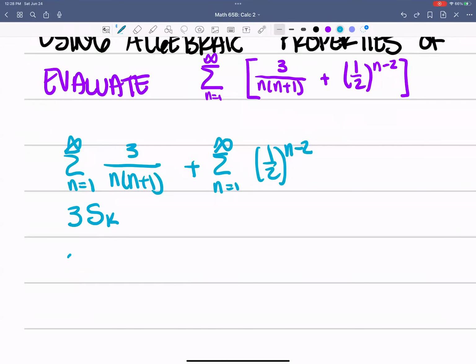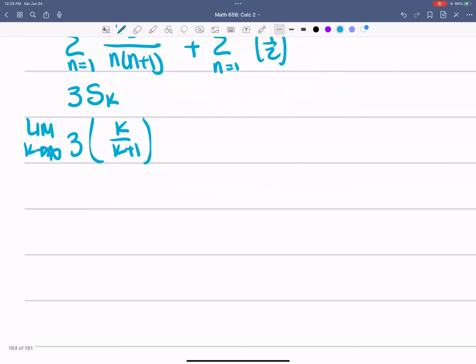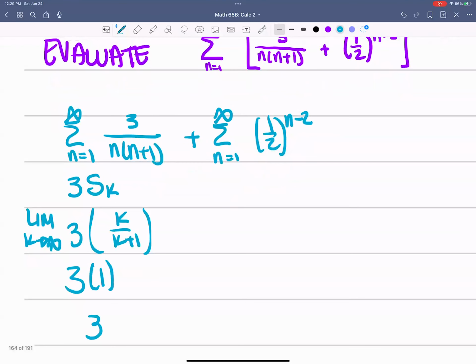S of k ended up being, what was it? k over k plus 1. So we could take the limit as k approaches infinity. So 3 times 1, this ended up being 3. Now let's work on this one over here.